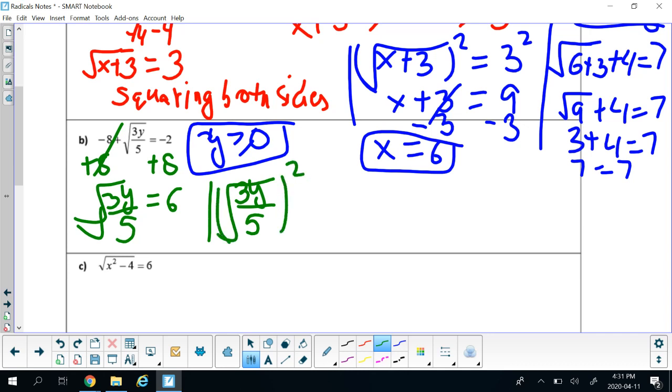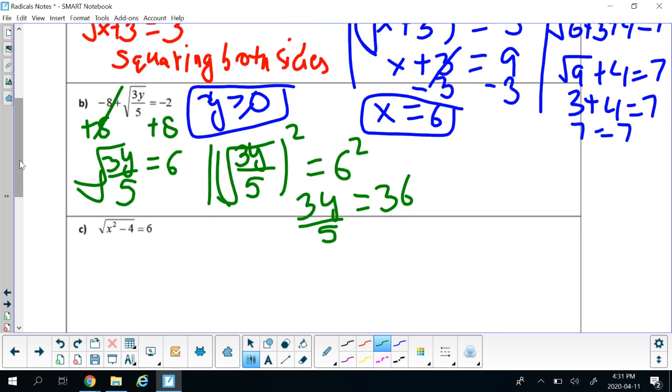So we square here, left side, and we'll square our right side too. So square root and square cancels out. You're left with 3y by 5 equal to 36. Let's simplify this for y. We're going to isolate our y.